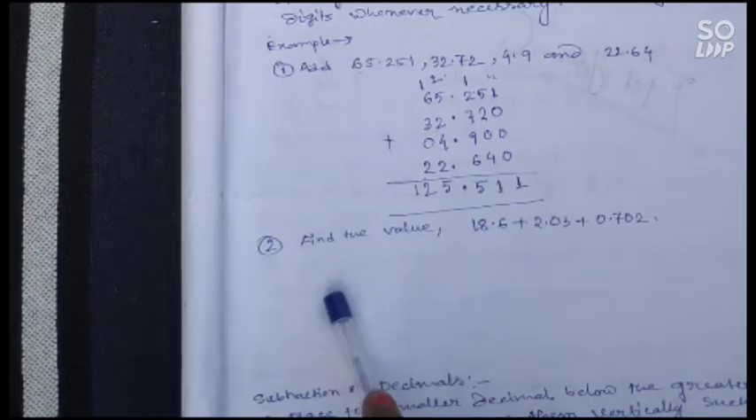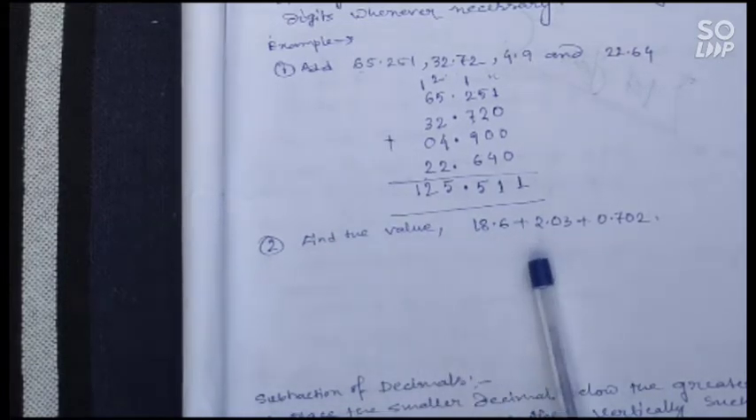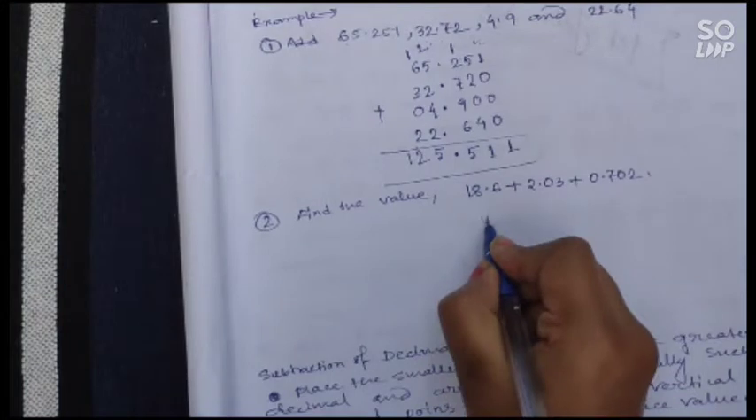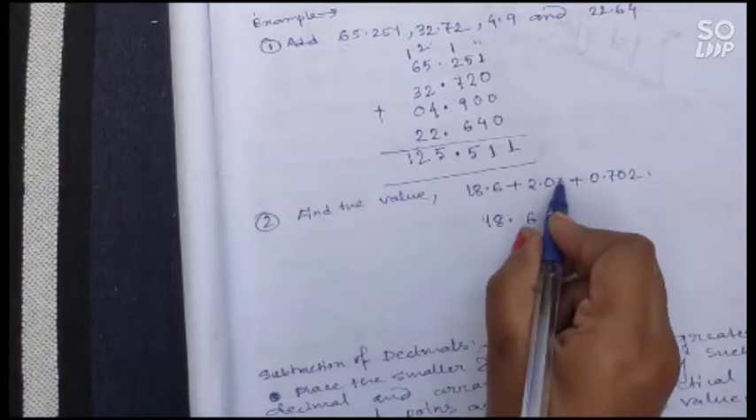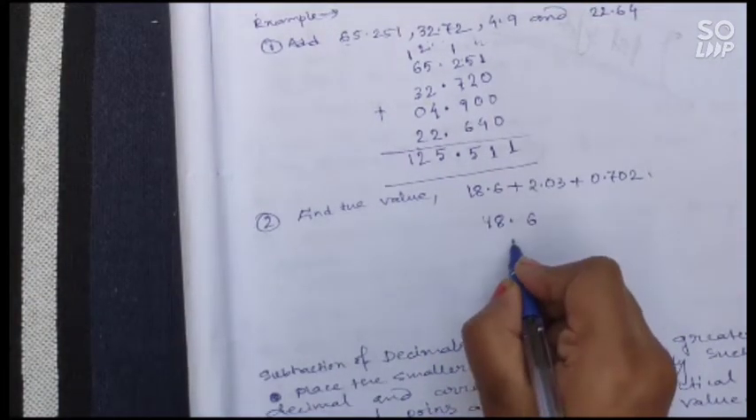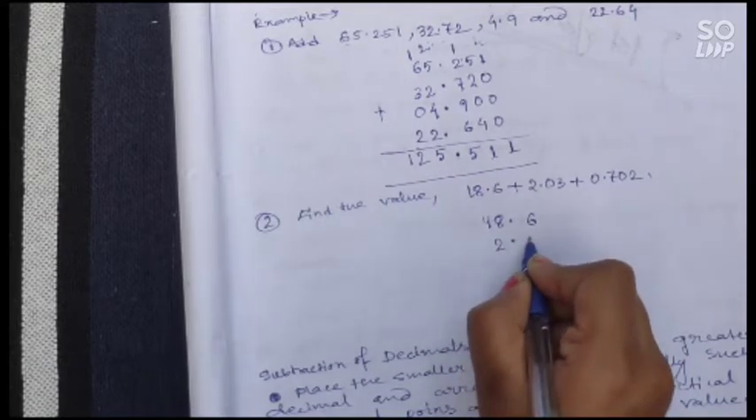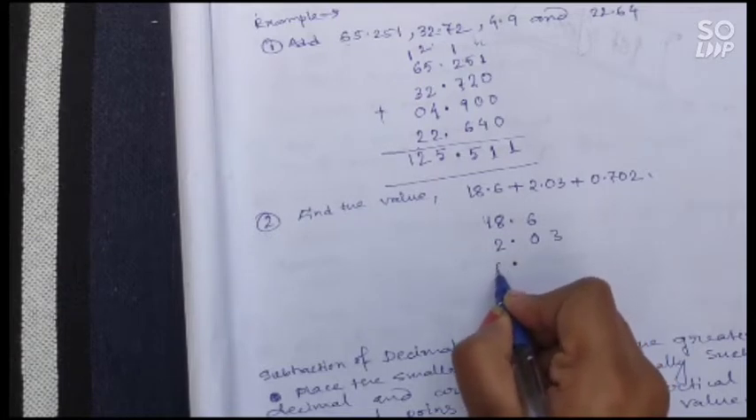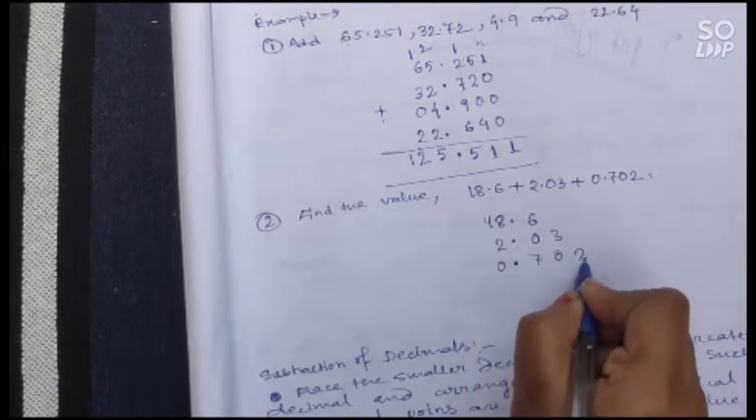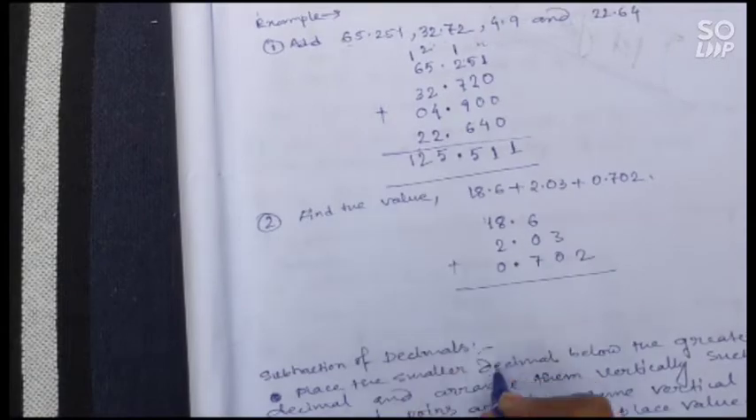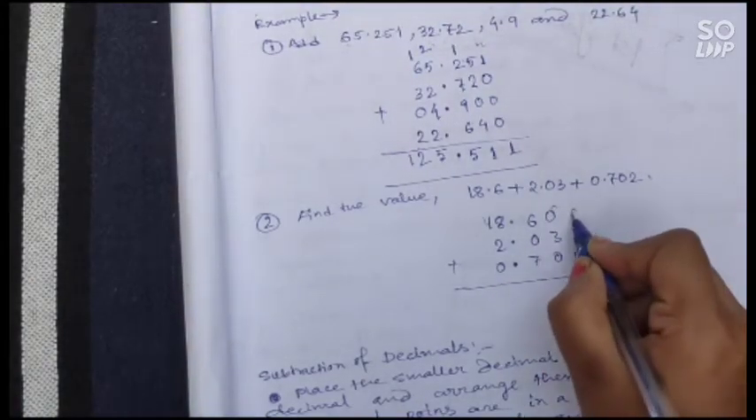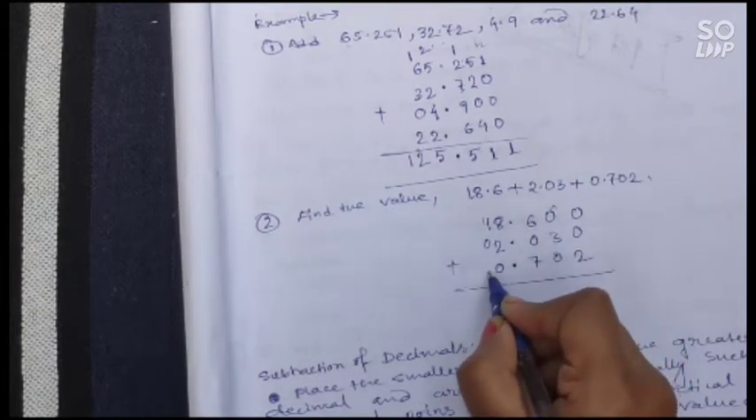Okay, next one, find the value of 18.6 plus 2.03 plus 0.702. So first of all, we have to arrange this in a column. How can you arrange this in a column? 18.6. In the next number, the point will be in the same vertical line. 2 ones, 0, 3. Next one, the point will be here, 0.702. And the other vacant places will be filled with zeros.